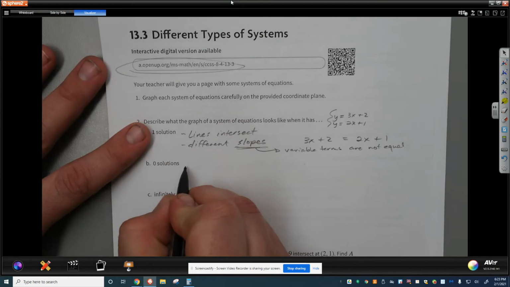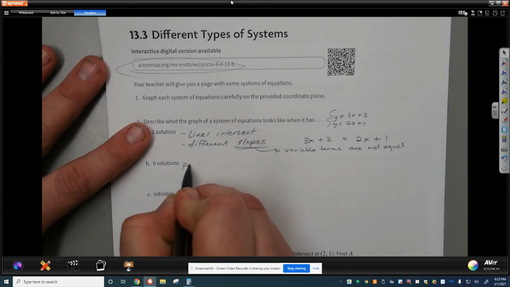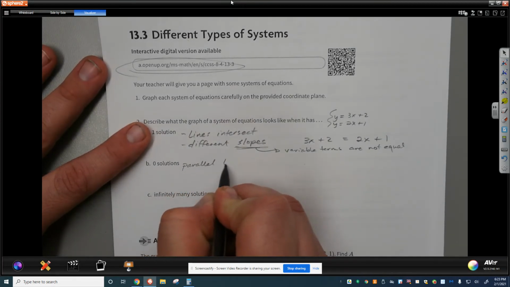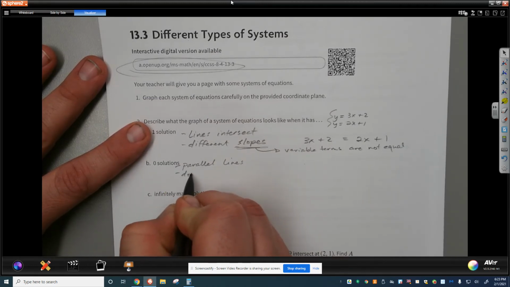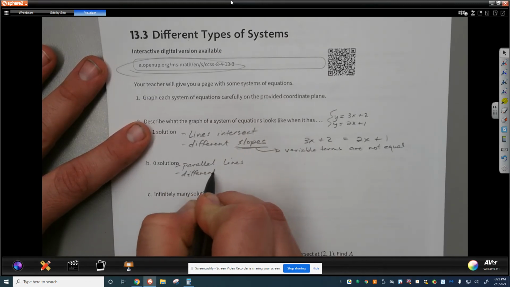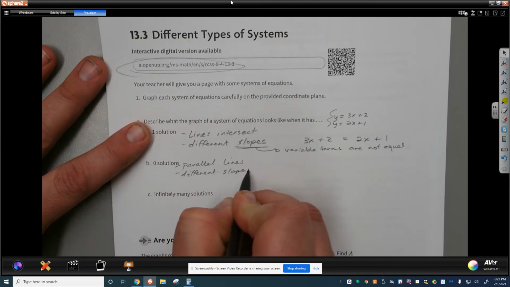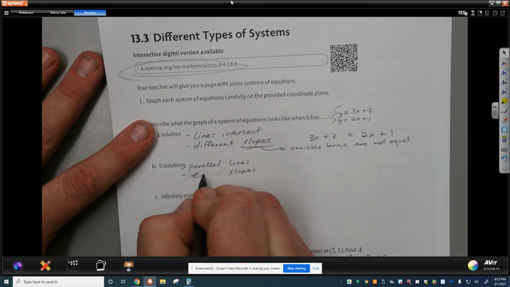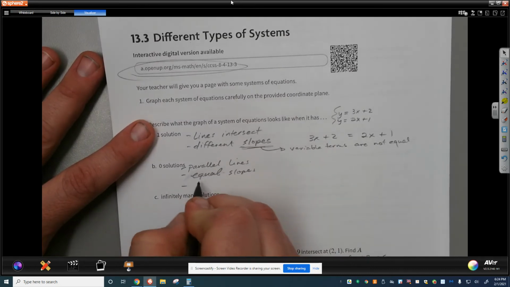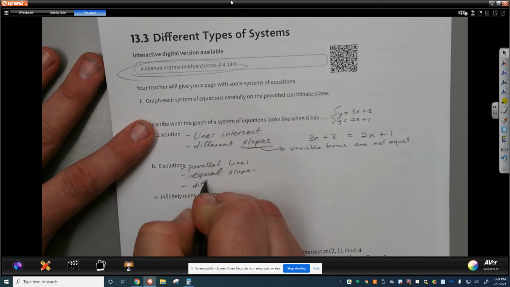Zero solutions, we're talking about parallel lines, different slopes. So the slopes are not equal. Excuse me, yeah, they are. They can't be parallel unless they're equal. So equal slopes, and then different y-intercepts.